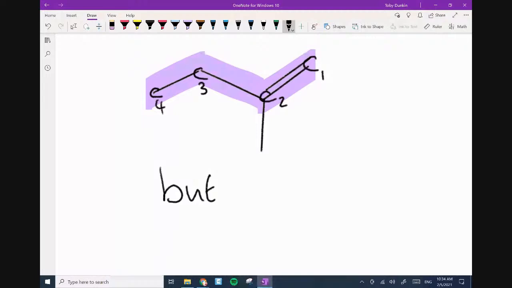So which number out of 1 and 2 will I now include in my name? The lowest number, which is 1. Would you agree that the double bond is between carbons 1 and 2? Well, we've got two numbers to choose from then, so what we simply do is choose the lowest number. In this case, we just choose the number 1. Does that make sense?